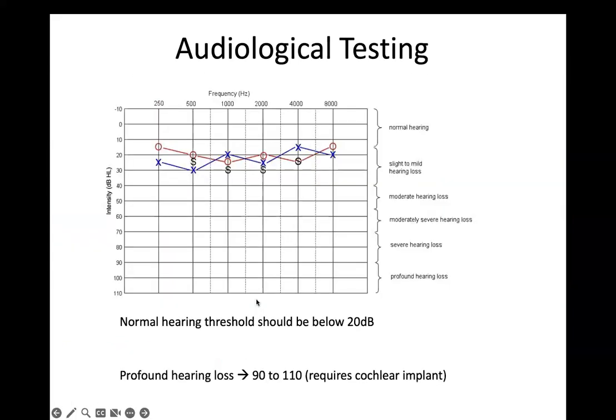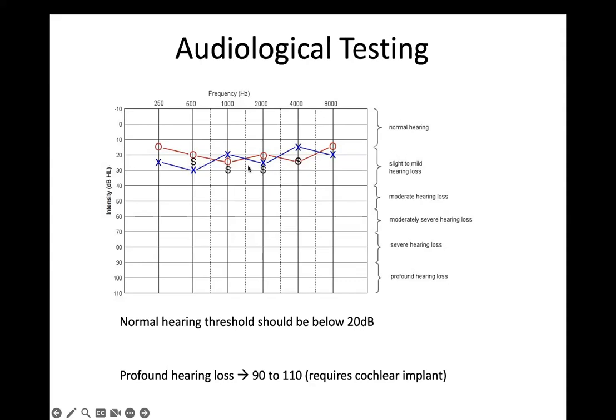Let's see some examples. Okay. So this example right here shows the ranges, and these ranges can differ from one graph to another. You just need to know that around 20 and below, or 15 and below, is the normal range. Here you can see this person, most of his hearing thresholds are in between 15 to 30, okay? So it's borderline normal to slight hearing loss.